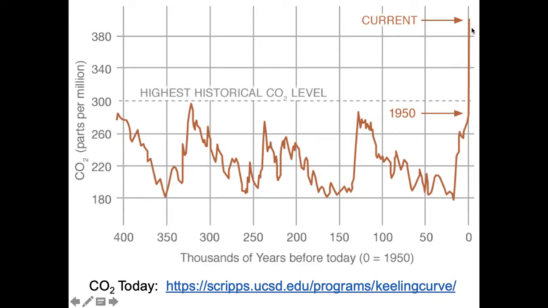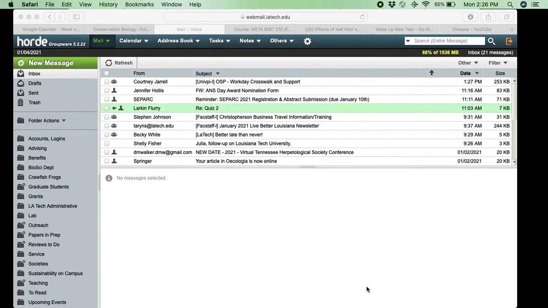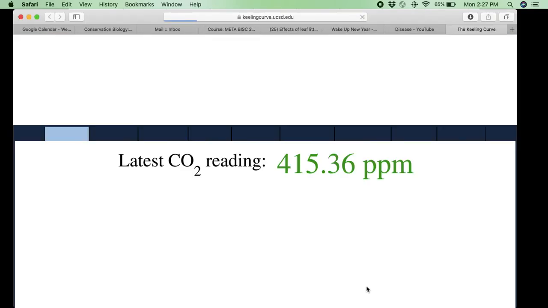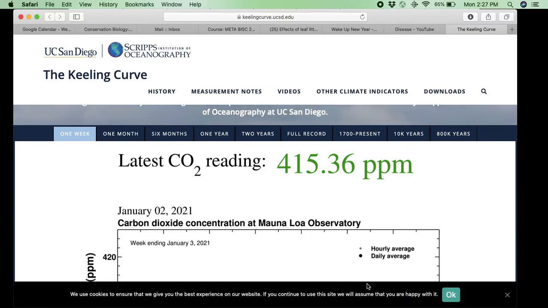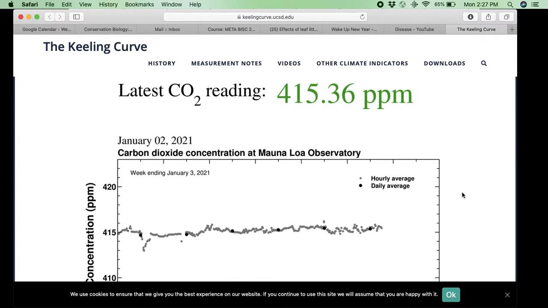And this graph doesn't even go up to the present because it's only going a little past 380. We're higher up at this point. And then I want to pull up, you can look up what the carbon dioxide concentration for today is. And so you can see 415.36 parts per million. That's from 2 days ago, January 2nd.